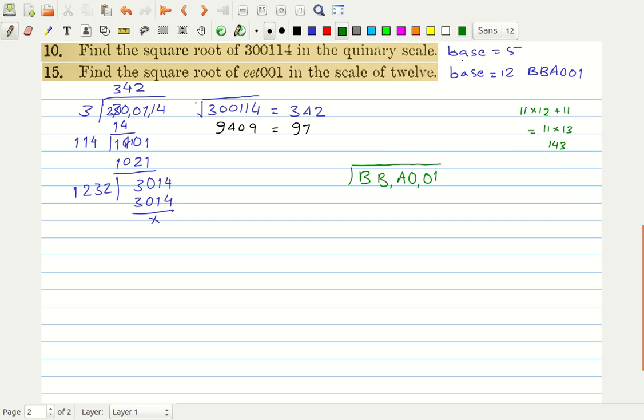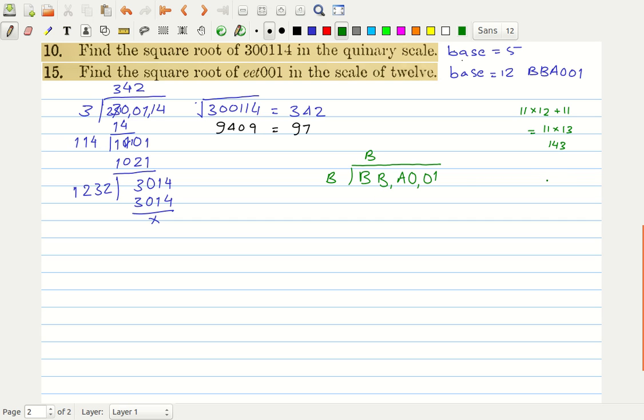Yeah, so we have to find some number whose square is less than 143. Now we know that 11 times 11 is 121. 12 times 12 becomes greater than 143. Anyway, we cannot use the number 12 because the integers that are allowed in base 12 are going to be 0 to 9 and A and B, right? So we have B times B, which is 121.